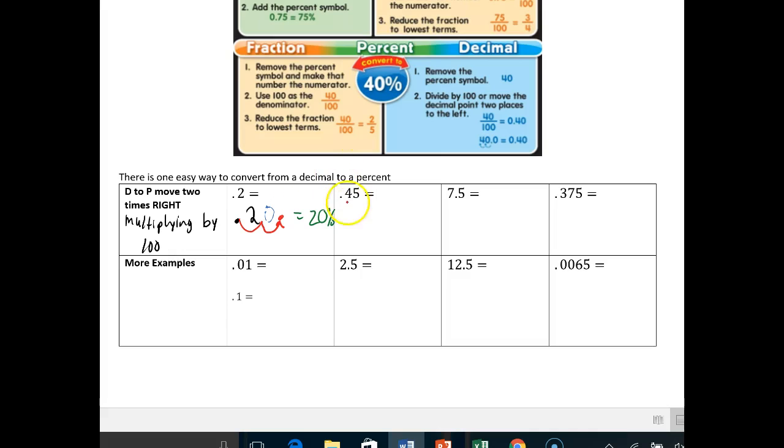0.45, again, start at the decimal after you rewrite it, move 2 times to the right, once, twice, it ends up right on the other side of the 5, so it's equal to 45%. Very simple. 7.5, so start from the decimal, move 2 times to the right, once, twice, fill in your empty space with a 0. 7.5 is 750%. Yes, you can have percentages greater than 100.